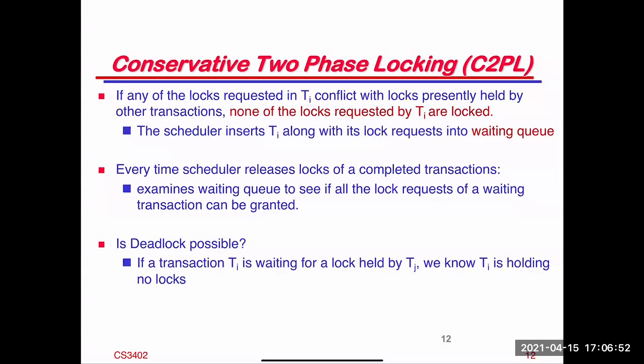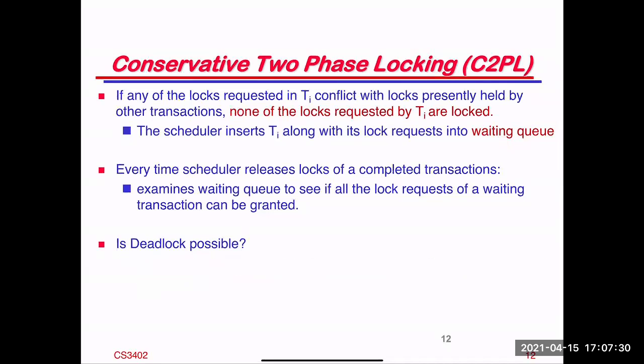So most of you think it is possible to have a deadlock. And actually, the answer is no, it's not possible to get a deadlock. Because if a transaction Ti is waiting for a lock held by Tj, we know that Ti is not holding any locks yet. It's just in a waiting queue. Now, Tj can't be in the waiting queue itself because it is already holding the lock. So this waiting queue contains only transactions that haven't started yet, so they don't hold any locks at all.